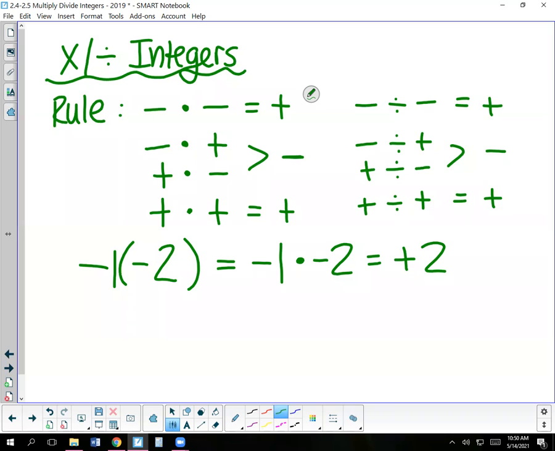So even when we were doing coefficients, remember when we didn't see a coefficient, what number did I put in there? 1. A 1. So it's kind of the same concept.